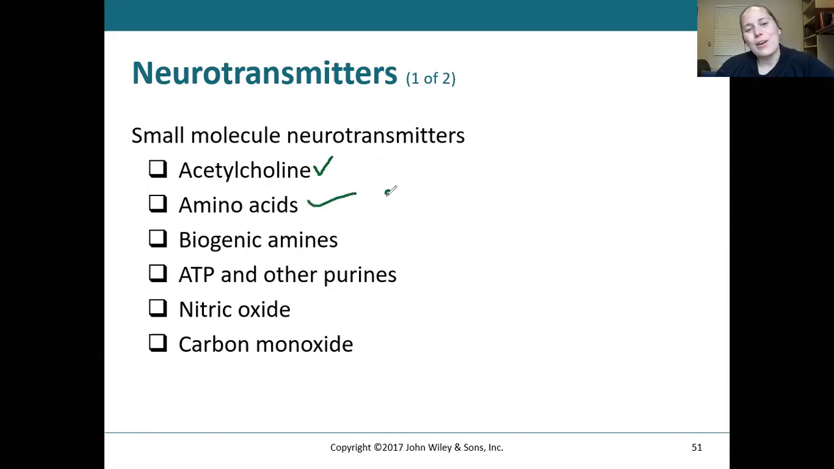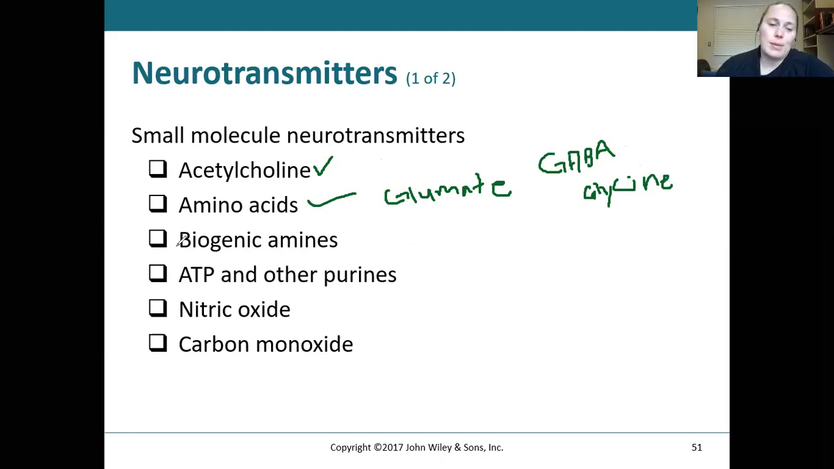Amino acids, these are very important. The majority of the signaling in your brain is mediated via these amino acids. Those amino acids are things like glutamate, GABA, and the other one is going to be glycine. And these are very important. Again, these mediate a majority of the synaptic transmission. Everything else is kind of neuromodulatory, meaning that it just kind of tunes the signal a little bit.